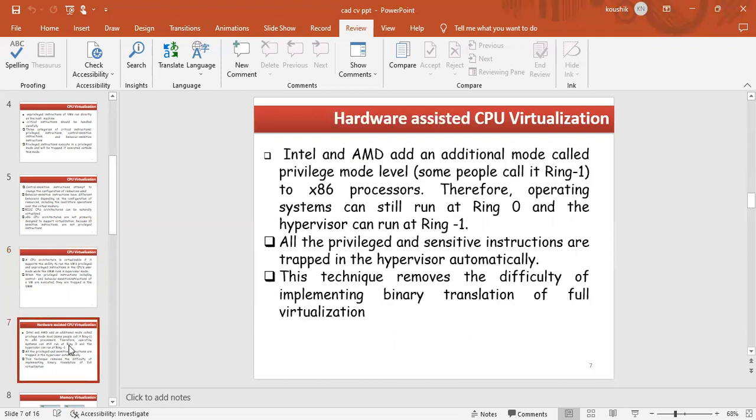Hardware-assisted CPU virtualization. Intel and AMD added an additional mode called privileged mode level to x86 processors. Therefore, operating systems can still run at ring 0 and the hypervisor can run at ring 1. All the privileged and sensitive instructions are trapped in the hypervisor automatically. This technique removes the difficulty of implementing binary translation of full virtualization.